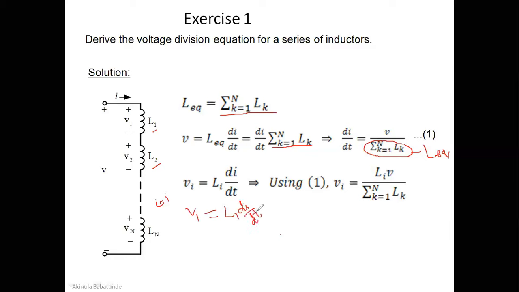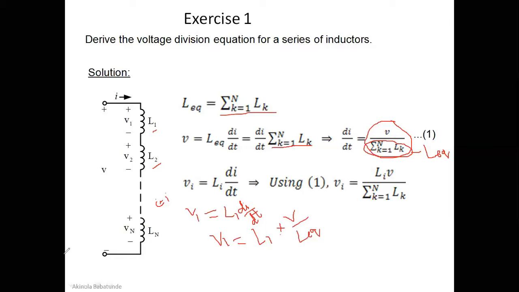If we go by the expression that we do have, if you want to find V1, that's what happens. If you combine this equation with this, what it simply means is that your V1 will therefore be equal to L1, as you can see we have L1 already, and di/dt has been given as this particular expression here, V over L equivalent. So L1 times V divided by L equivalent. That is going to be how we find our voltage division.